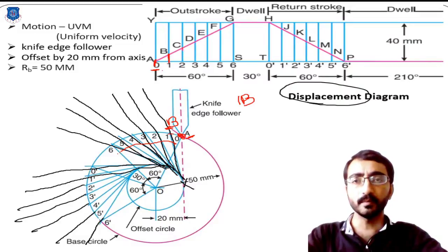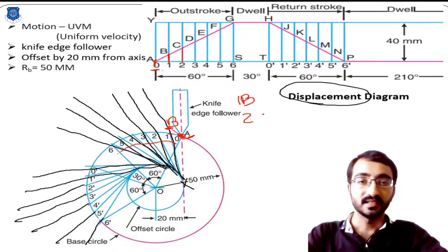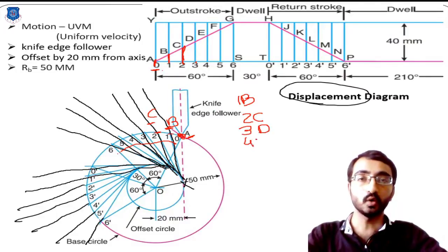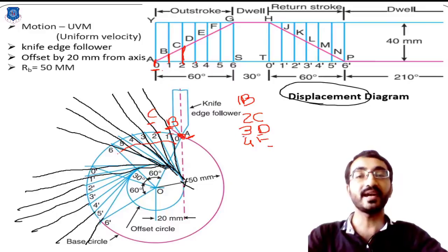Similarly, you have to measure the distance 2C. This vertical distance you need to again measure with your rounder. Put the tip of the rounder on point number 2 and make an arc having the length of 2C. So this will give you point C. Then we can follow the same procedure for 3D, 4E, 5F and so on.